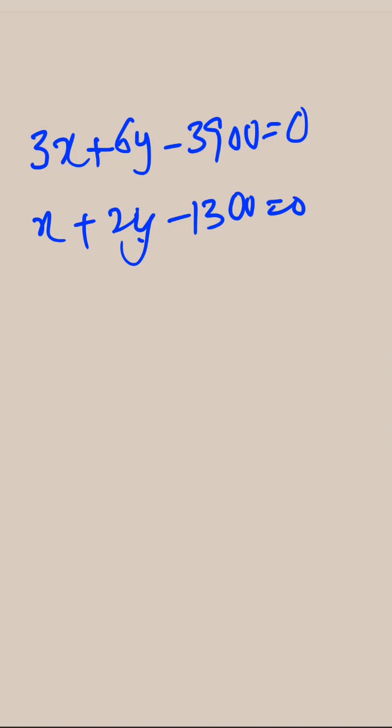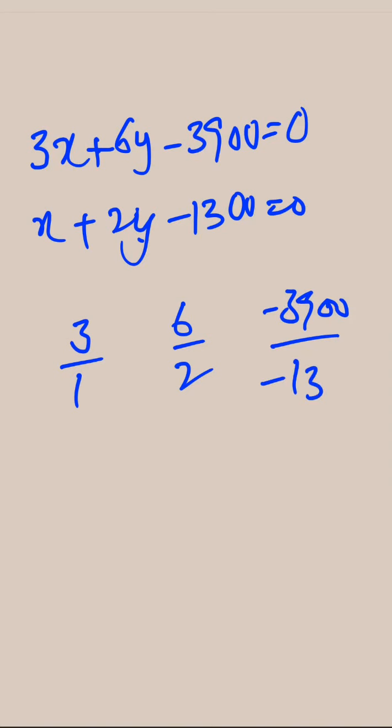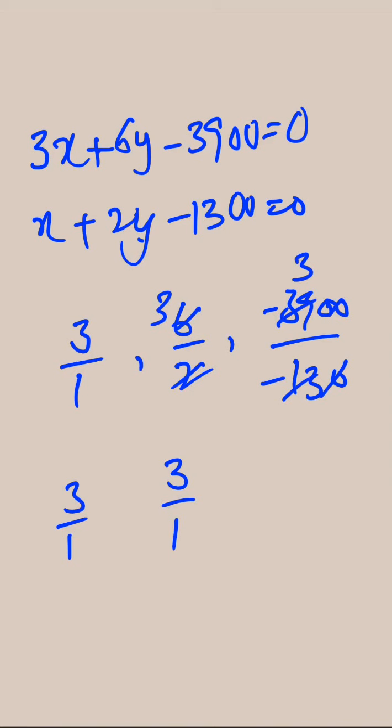If I take the ratios of the given two lines, that means 3 by 1 is a1 by a2, and 6 by 2 is b1 by b2, and minus 3900 by minus 1300 is c1 by c2. So three ratios are taken. Here 3 by 1 we can't cancel. Here 2 ones are 2, 2 threes are 6, so 3 by 1 this is also. And here the minus gets cancelled, and here also we get 3 by 1. So all the ratios are equal.